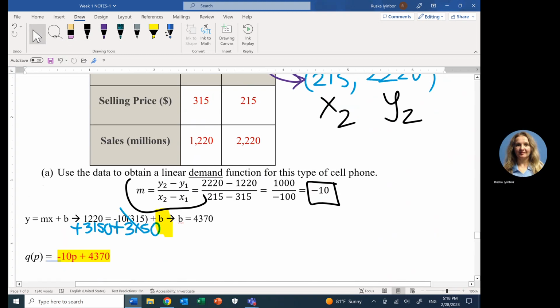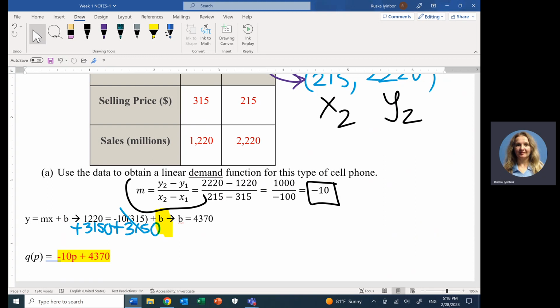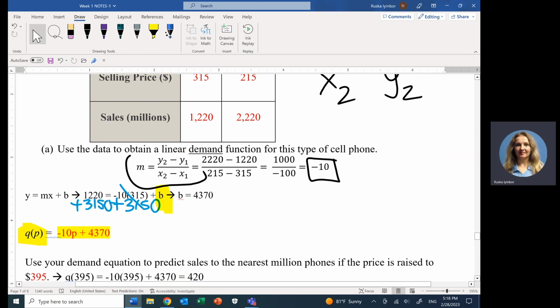Then you write the equation. The equation is negative 10p, because the slope is negative 10. Here it says q of p, so your x is technically p, not x. You use the letter p instead of x because in the parentheses it says p. So it's negative 10p plus 4,370. That's how you get the equation.